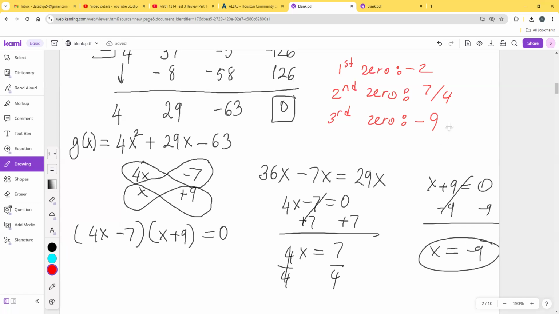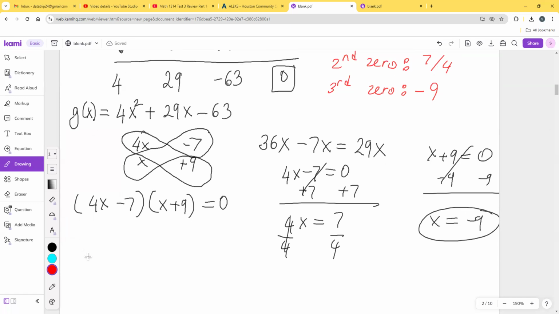Now, remember on the test, they want you to find all of these, and what do they want you to do with them? Add them up. They want the sum. So we're just going to add. Since they want the sum of all these 3 zeros, we're going to add the negative 2 with negative 9. And then once we have the answer to this, we're going to add the 7 over 4.